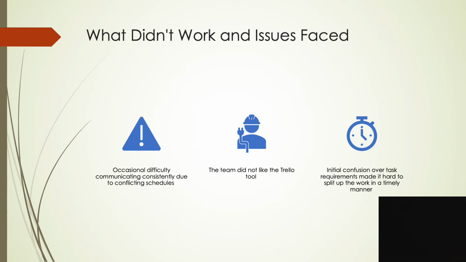Another difficulty encountered occurred at the beginning of the project. There was some initial confusion over what was required for the task, and this led to a delay in allocating the work. The final item that did not work for the team was the Trello tool. The team found this tool to be untidy and cumbersome for planning, at least for this task. Whilst it was used, the team was found in majority that they would not like to use it again.